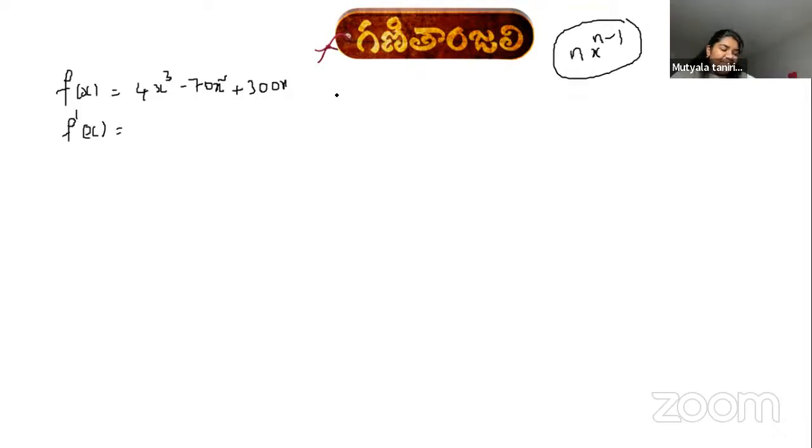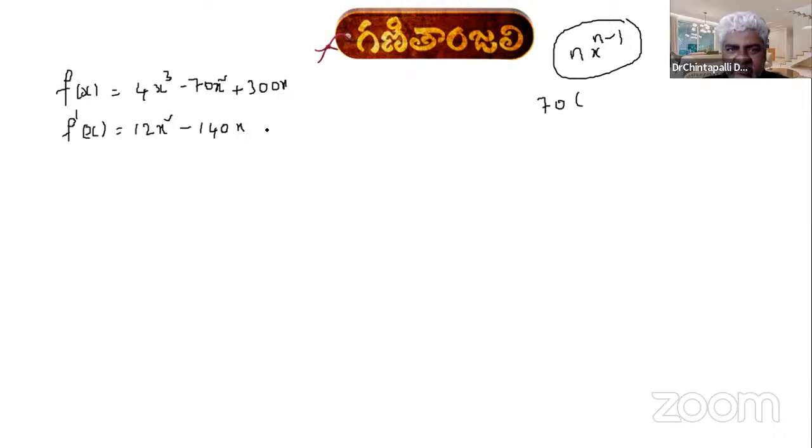The derivative of x to the power n is n x to the power n minus 1. What is the derivative of x cube? Do you remember? 3x square, so 3 into 4 is 12x square. Minus 70 into 2x, that is 140x. The derivative of x is 1, so 300. Very good.